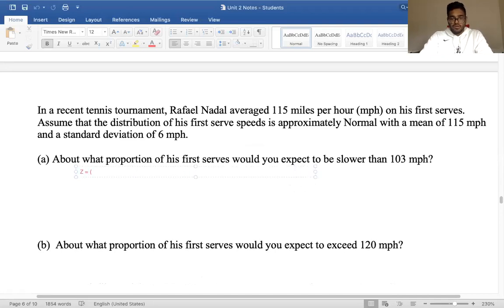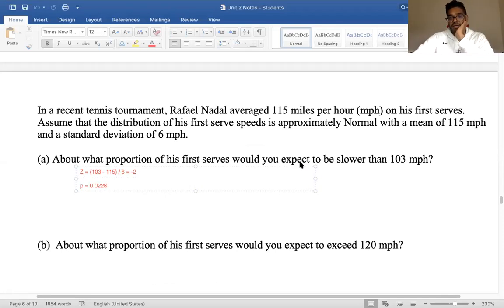So z equals 103, that's our x, minus the average of 115, divided by the standard deviation of 6, which equals -2. You can either use the empirical rule because it's a whole number, or you can look it up on the chart. I just looked it up on the chart. I got p equals 0.0228. And again, make sure you read the question.